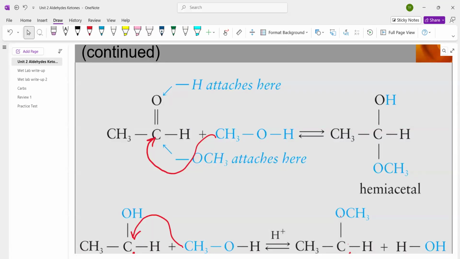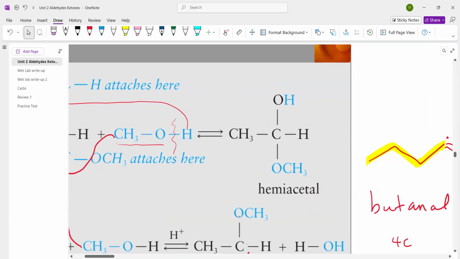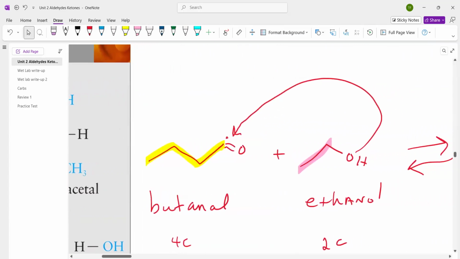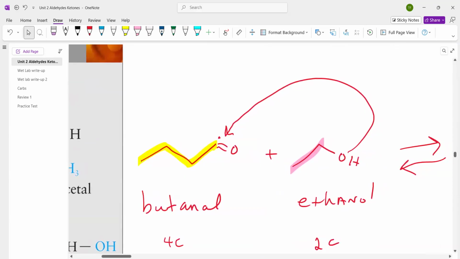So when this breaks up, this H goes over there, and this here goes over to the carbon. So let's do practice here.